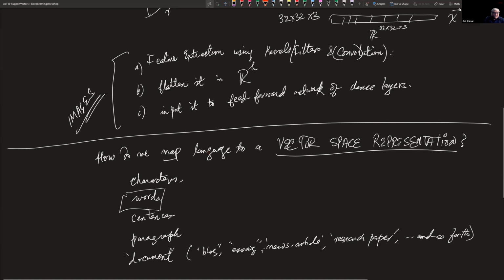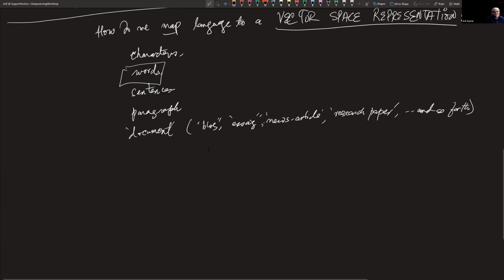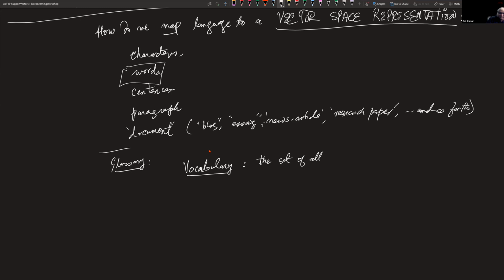Now, we'll start building a little bit of terminology here that is fairly well prevalent in the natural language processing and linguistic world. So let's have a little glossary here of terms. Vocabulary. What is vocabulary? It is essentially the set of all valid words. Are we together? Then punctuation.